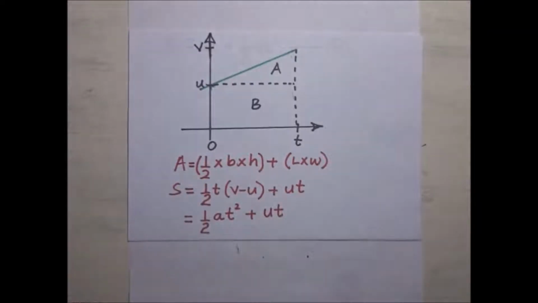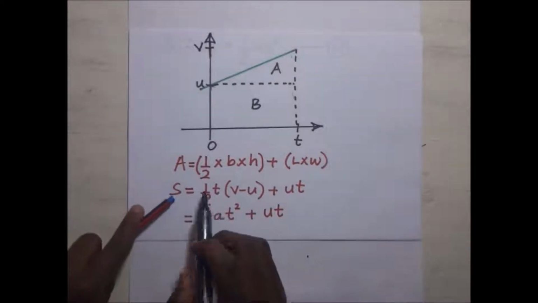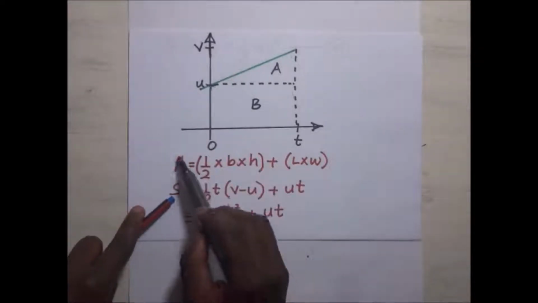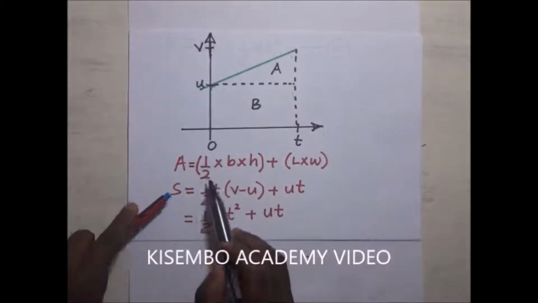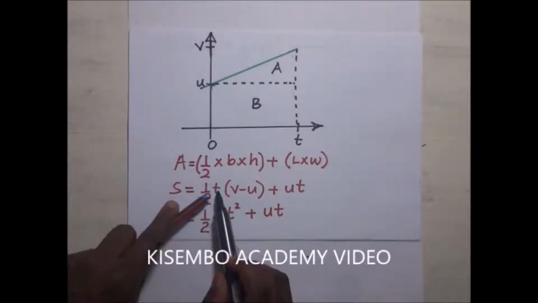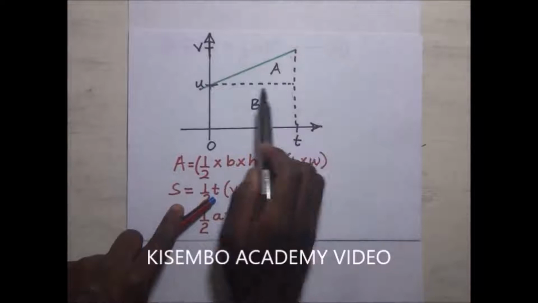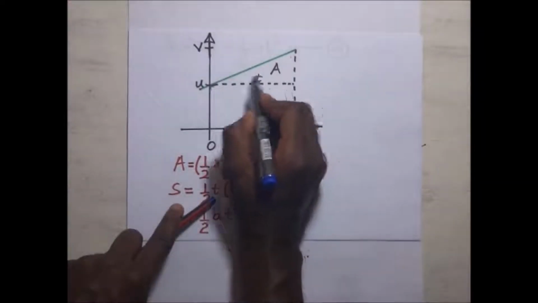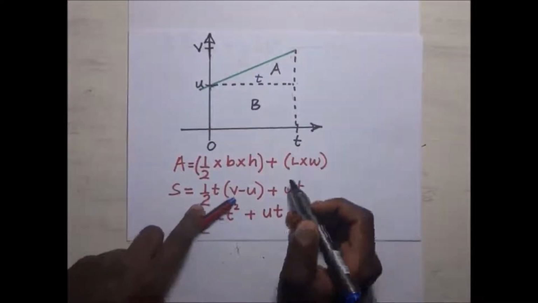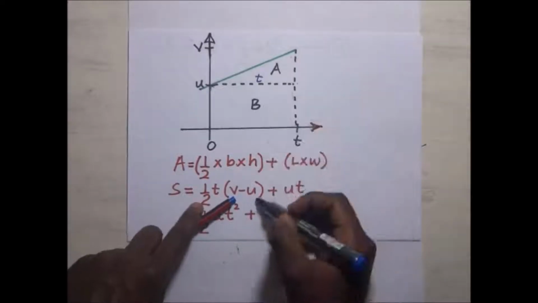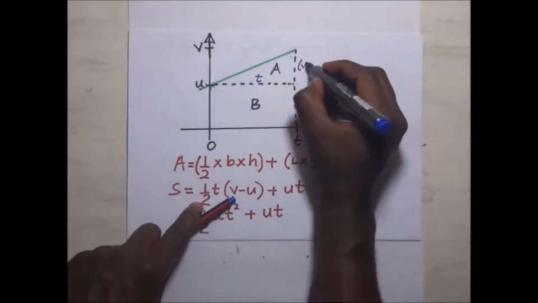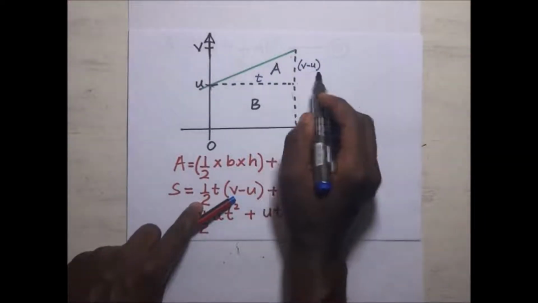In this case, our area under this graph is the distance. So distance s is going to be a half times base, and the base here is t, times height. Now the height here is v minus u. Where is the v minus u coming from?